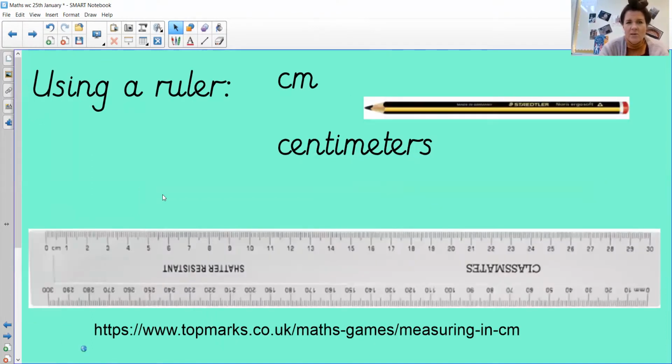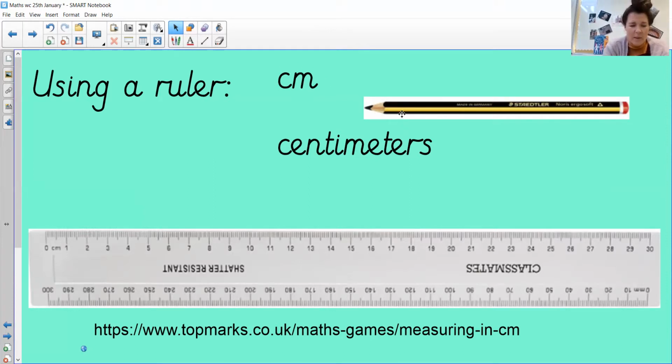Now, it says here using a ruler. I've showed you a little bit how to use a ruler. So with just one more example, I'm going to show you how to use a ruler and then we're going to play a game, okay? So I've got my pencil here. Oh, and that's the long word, centimeters. Let's say it again, centimeters. One more time, centimeters. Well done. So this is the word. It's quite a long word, isn't it? Much quicker to write cm for centimeters.